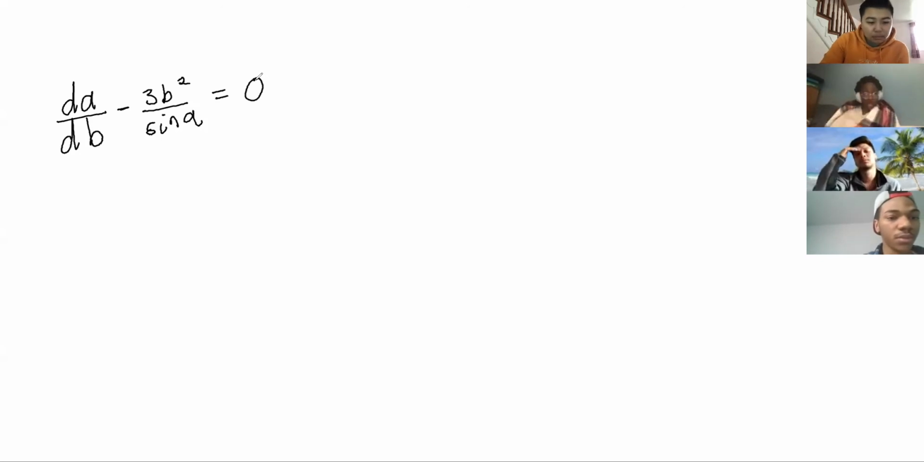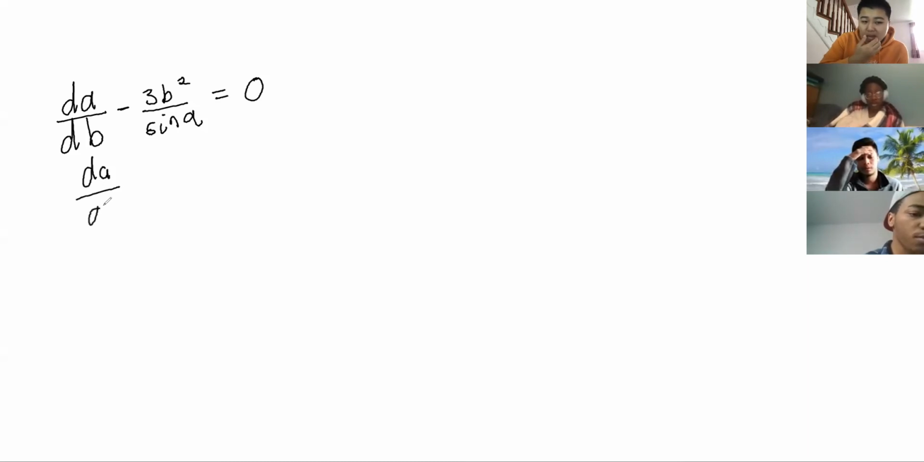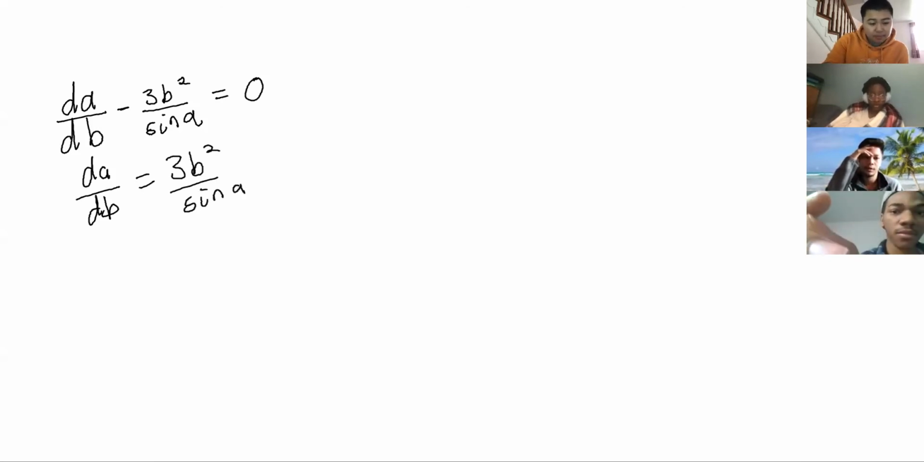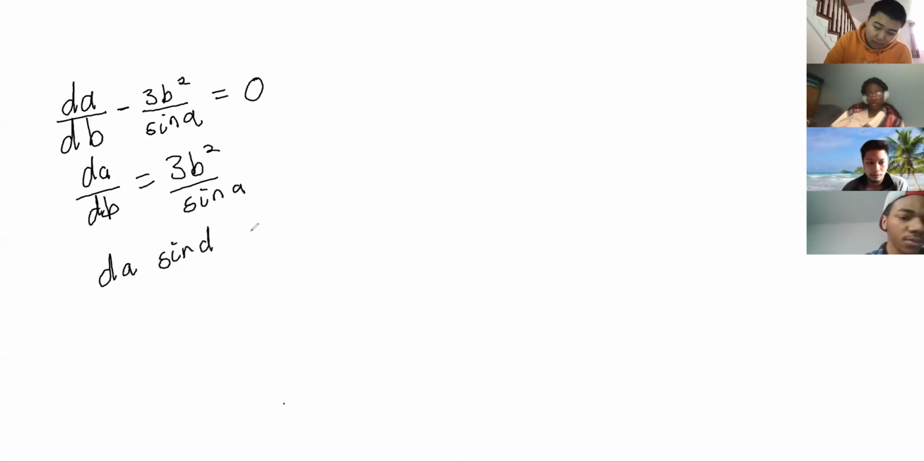Yeah, so I guess we would just multiply sine over and dB over. Yeah, this makes sense. And then you can just differentiate. You put sine of A.